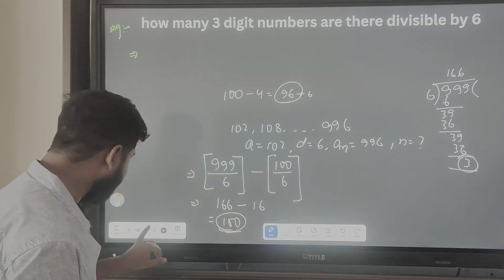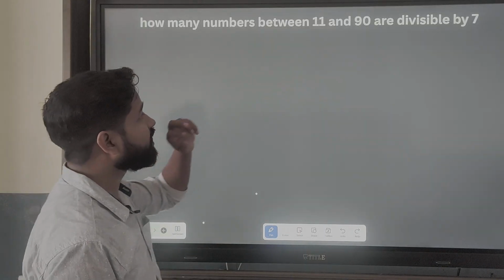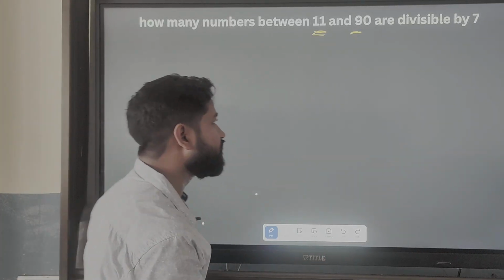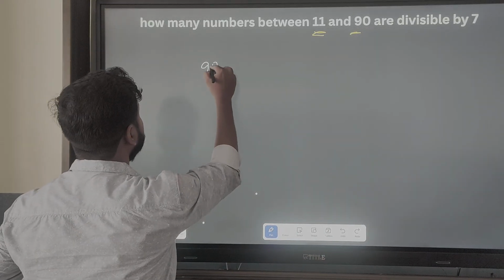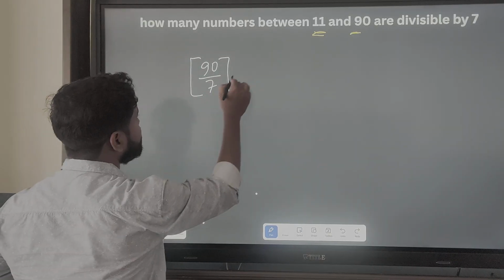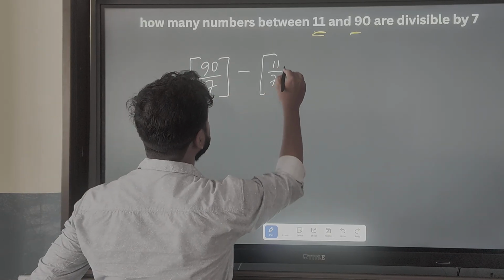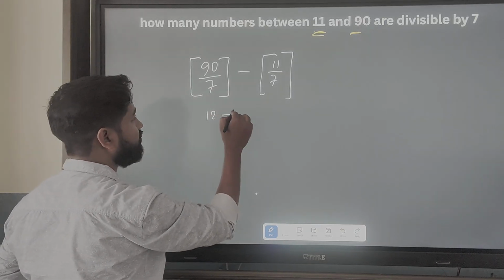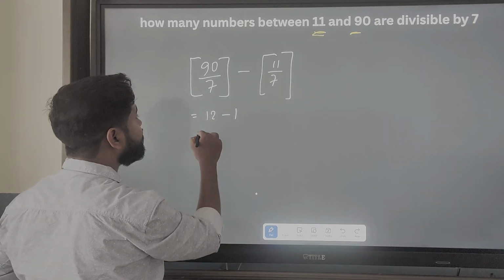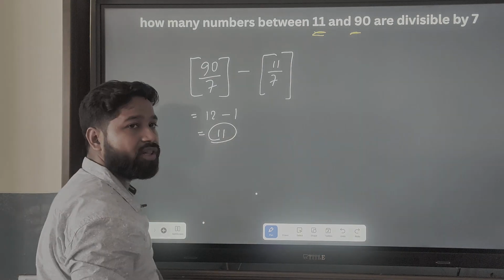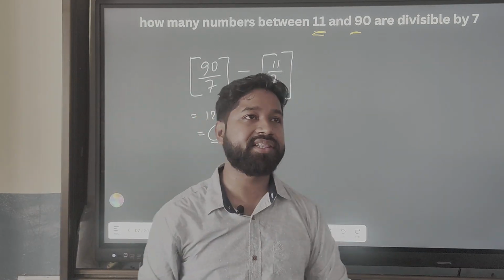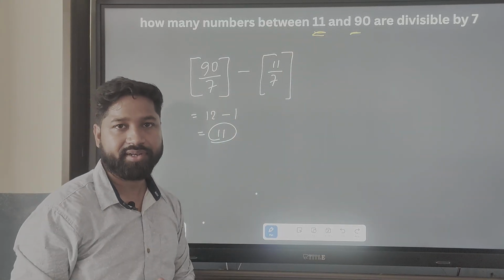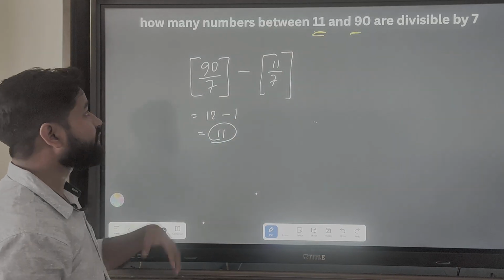You're getting that concept. See, one more similar question. Now they are asking how many numbers are there between 11 and 90 divisible by 7. What we'll do? We'll do the same thing. The largest number, that's 90 upon 7, minus the smallest one, 11 upon 7. 7 ones are 7, 7 twos are 14. So total 11 numbers are there between 11 and 90 which are divisible by 7. Is it clear, students? Perfect. Now we'll go for the next one.